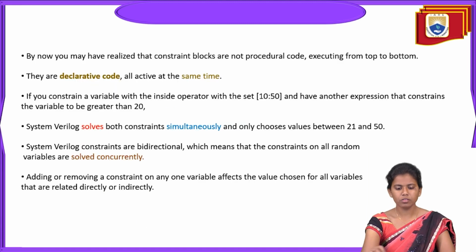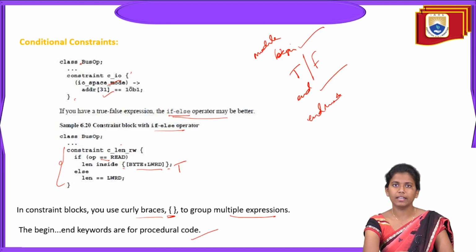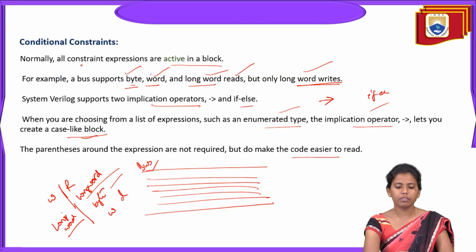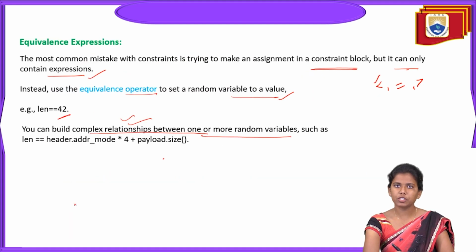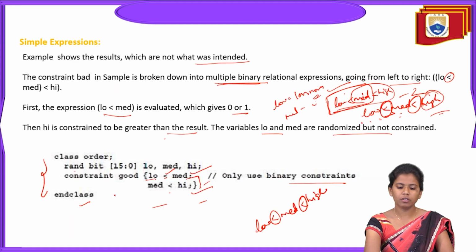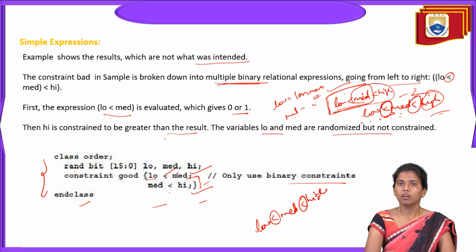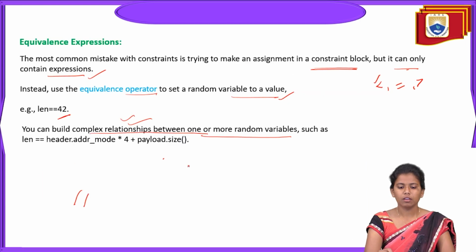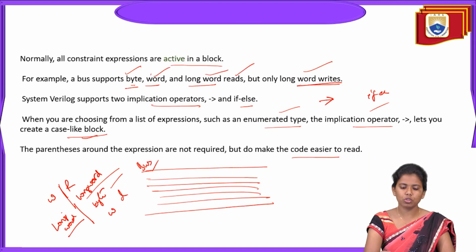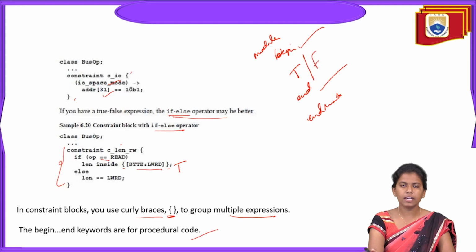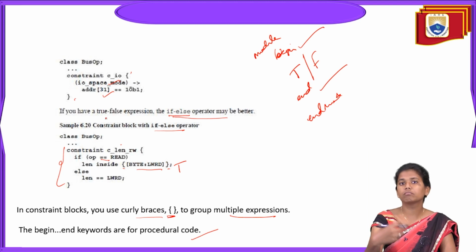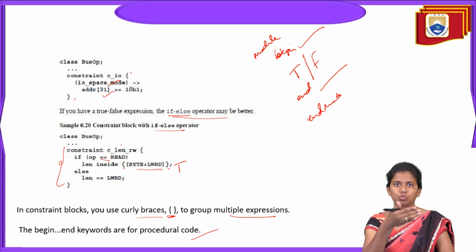Okay, so now coming to the bidirectional constraints. Till now we have discussed the conditional constraints, if else, and previously we discussed the equivalence expressions, and also simple expressions, which contain the logical operators. In the equivalence expressions we can make use of equivalence, and conditional expressions say that by using the if else statement, we are able to know whether the expression is true or false.